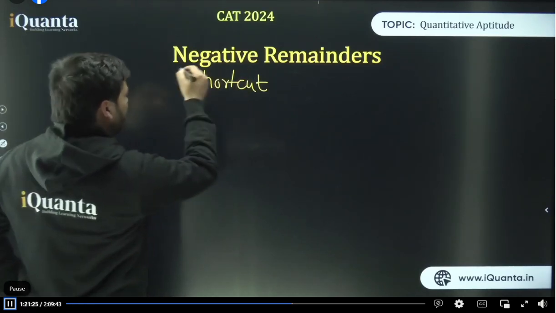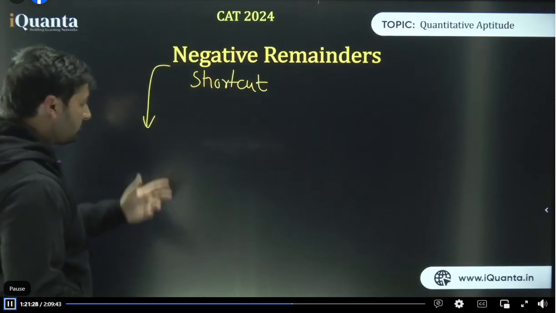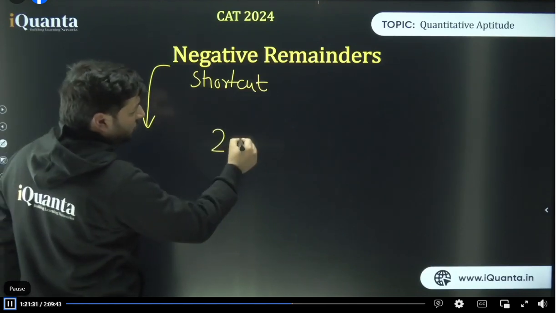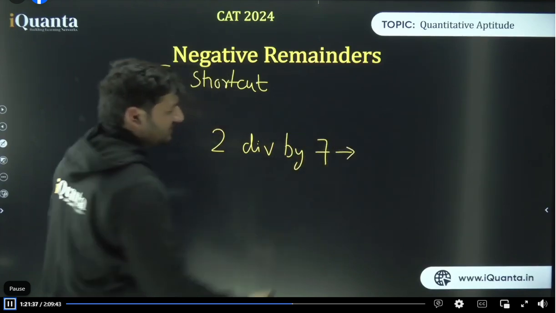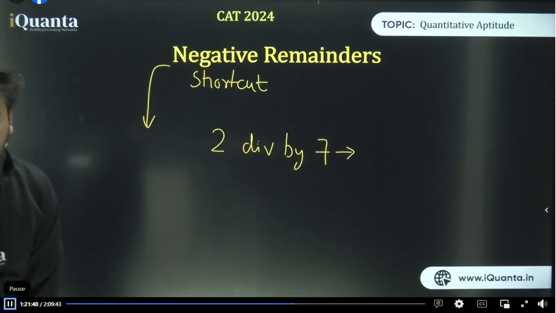Negative remainders will mostly occur when, suppose I give you an example, 2 divided by 7. What will you give me as the answer? What will be the remainder in this case? 2 divided by 7. What will be the remainder?